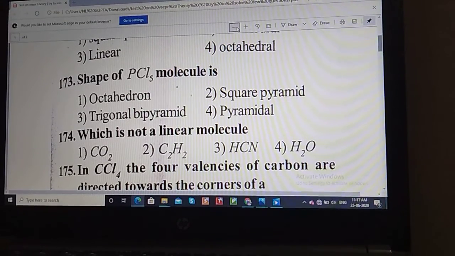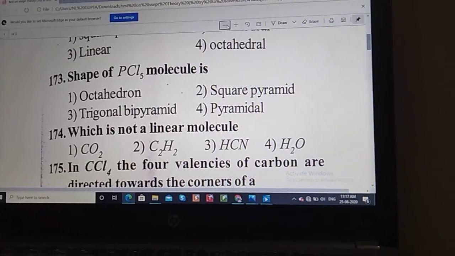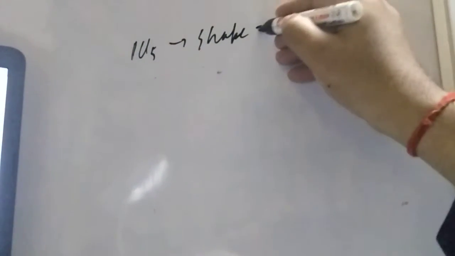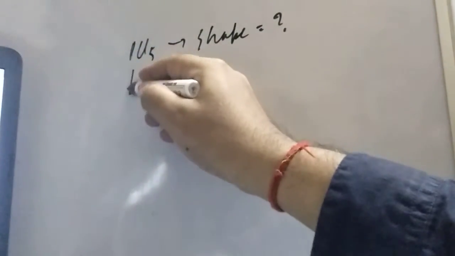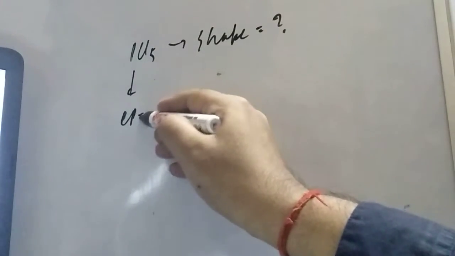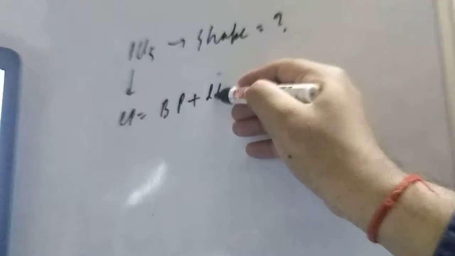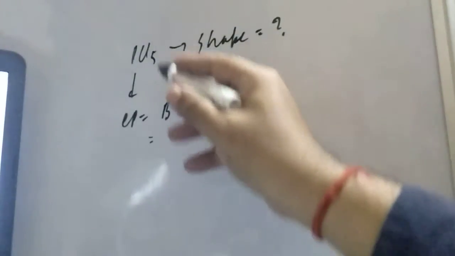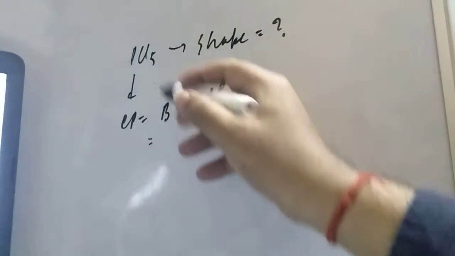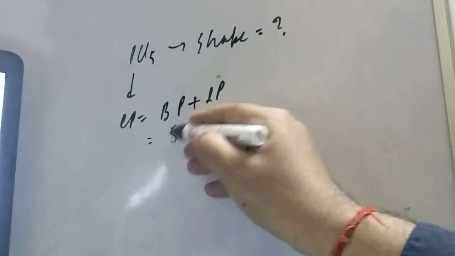They have given octahedral, square pyramidal, trigonal bipyramidal and pyramidal. So let us come on the board, student. PCl5, they are asking its shape. So total electron pair, student, is equal to bond pair plus lone pair. Lone pair is 0 because phosphorus has 5 valence electrons and 5 bonds. So bond pair is 5 plus 0.